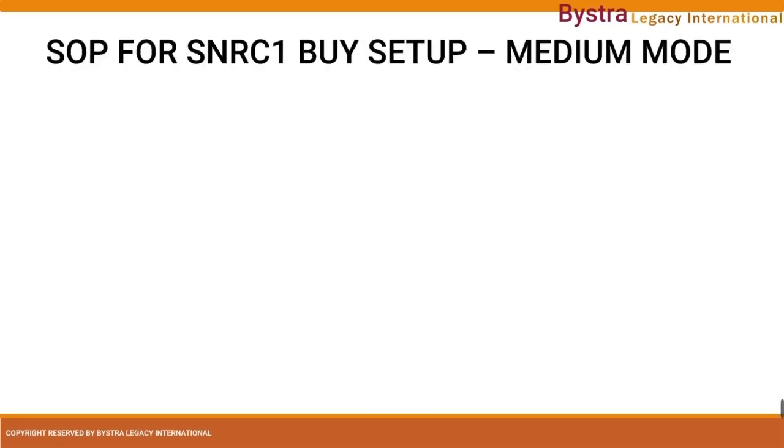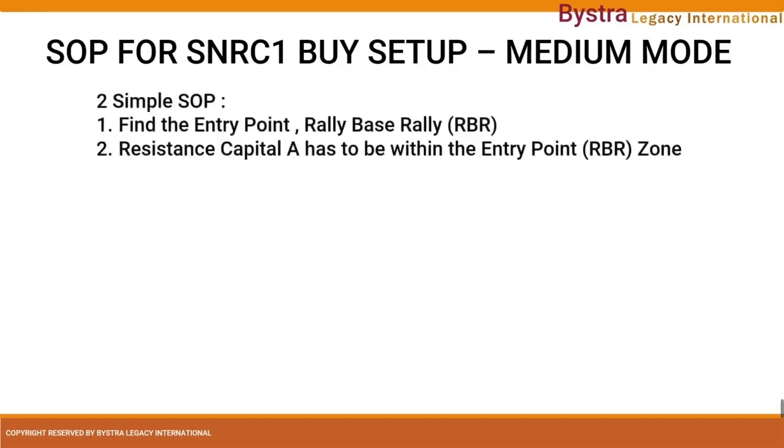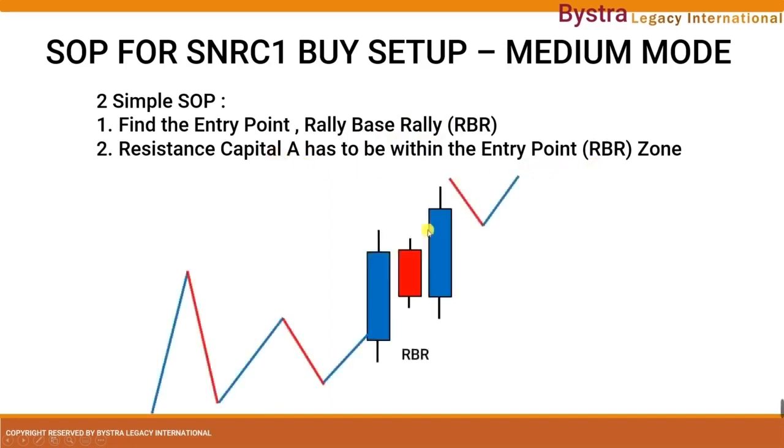Let's have a look at the SOP for the SNRC1 buy setup. This is a medium mode. The SOP is actually very simple. First, of course, we must always find the entry point for the buy setup, which in this case is the rally base rally. And remember guys, the capital A, which is the resistance, has to be within the entry point zone. So this is an example. As we can see, this is a rally base rally. At this base area, we can see there is a capital letter A.